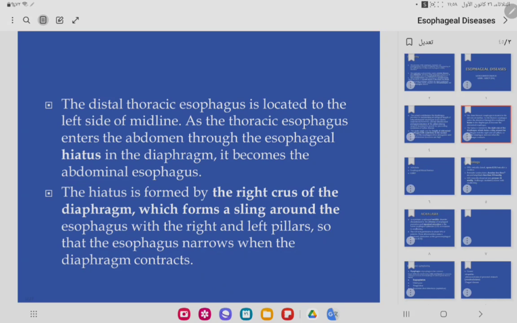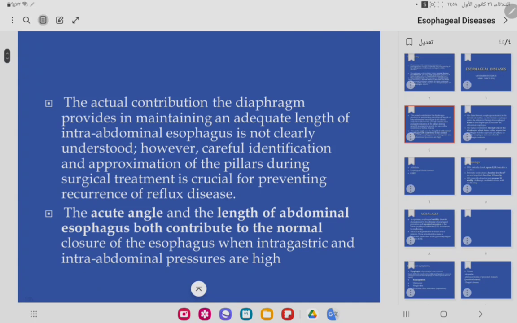The actual contribution of the diaphragm in maintaining an adequate length of intra-abdominal esophagus is not clearly understood. However, identification and approximation of the pillars during surgical treatment is crucial for preventing reflux disease. That's why we'll put a slide about how anti-reflux surgeries can be done. The acute angle and the length of the abdominal esophagus contribute to the normal closure of the esophagus when intra-abdominal pressures are high. They will push up the stomach, and it will be more horizontal. So with the length of that, they will close tightly, functioning as a sphincter. Okay, next.